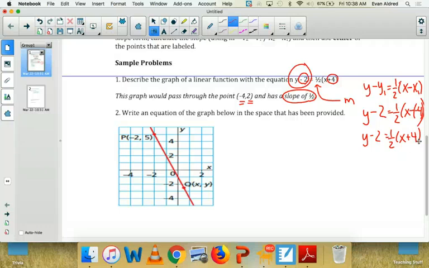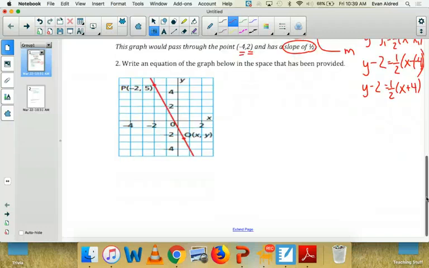Okay? So when we describe that linear function, y minus 2 equals 1/2 x plus 4, we know that a point lies at minus 4 comma plus 2, and we know that it has a slope of 1/2. So now let's move on to the second question.